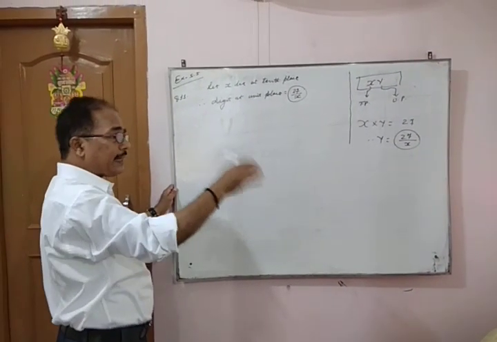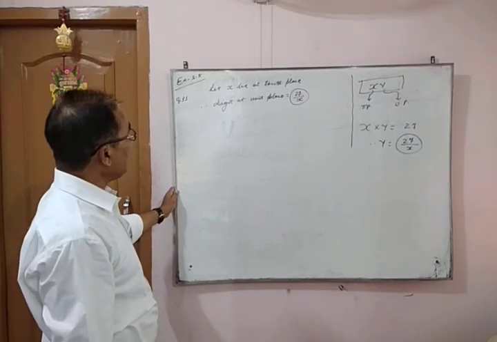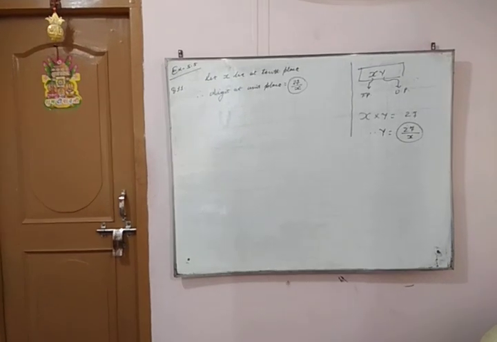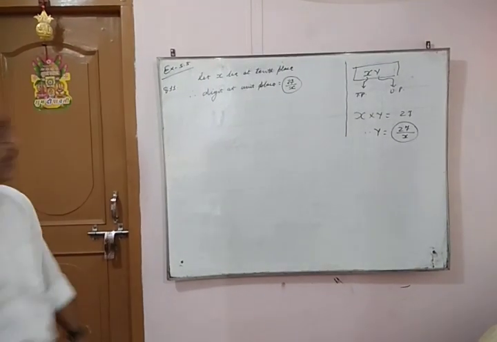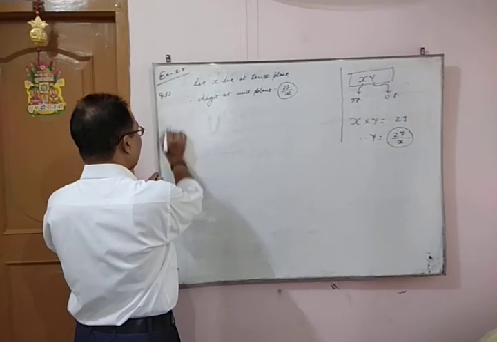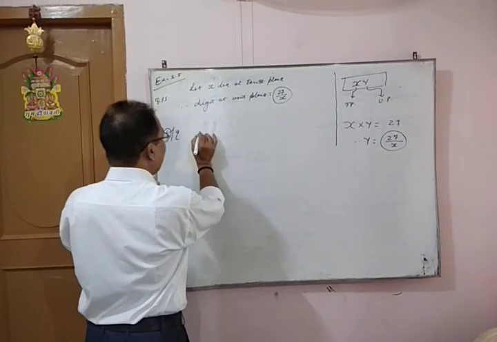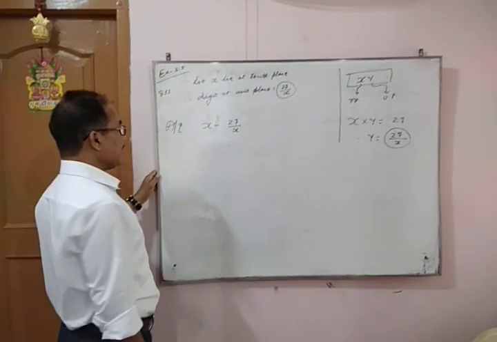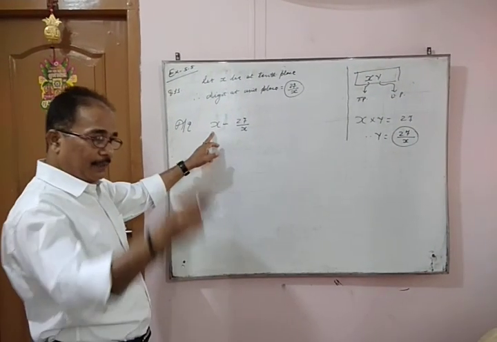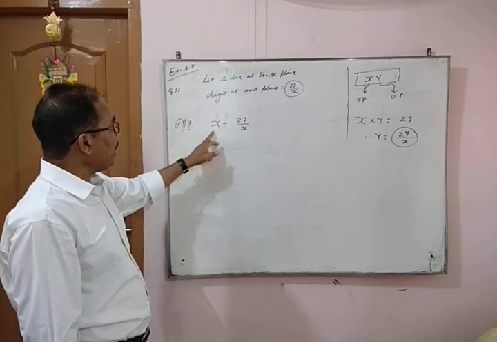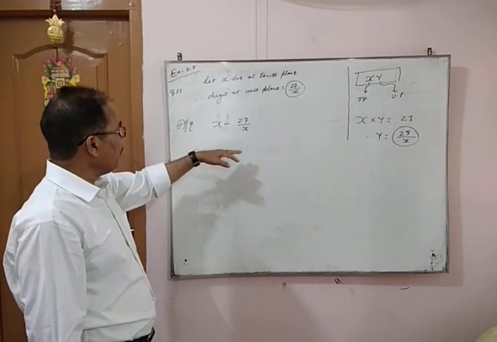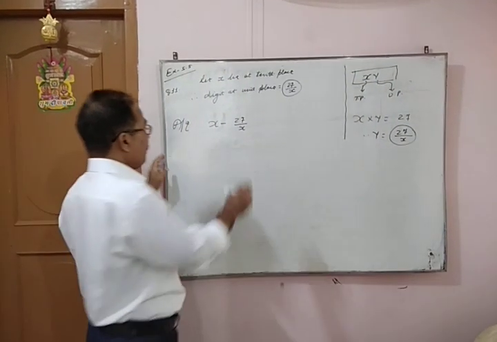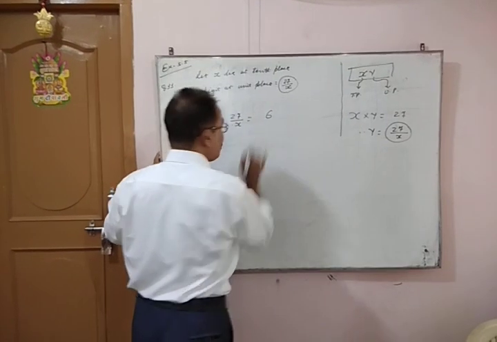Now you come to the second condition of the question. It is given in the question that the difference between the 2 digits is 6. So according to the question, x minus 27 by x. x is the digit at the tens place, it is the bigger digit, and this is why to find the difference, 27 by x will be subtracted from x, and according to the question, this is equal to 6.